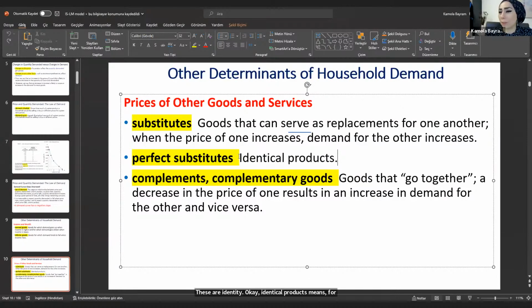Okay, identical products means, for example, you have tomato of one brand, you have tomato of a second brand, but they are bringing these tomatoes from the same farm, just putting them in different packages. So playing with prices for perfect substitutes is even more difficult.